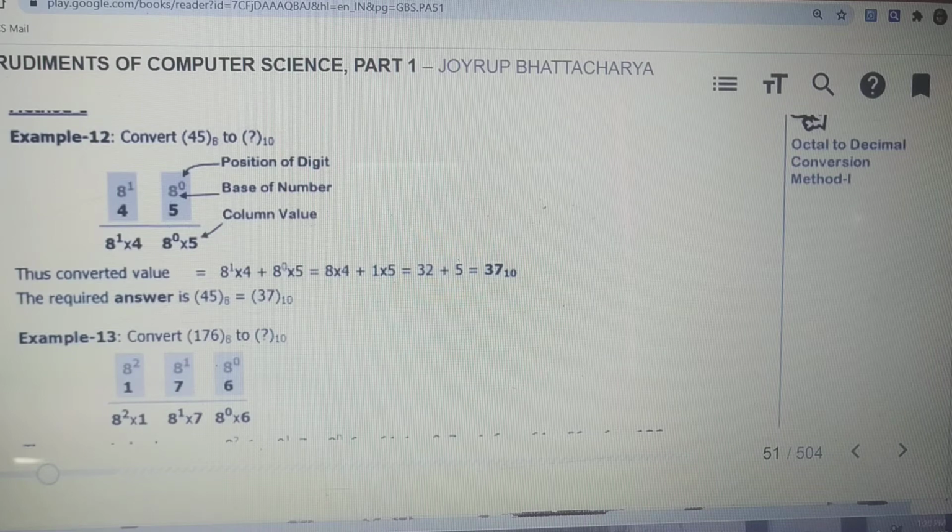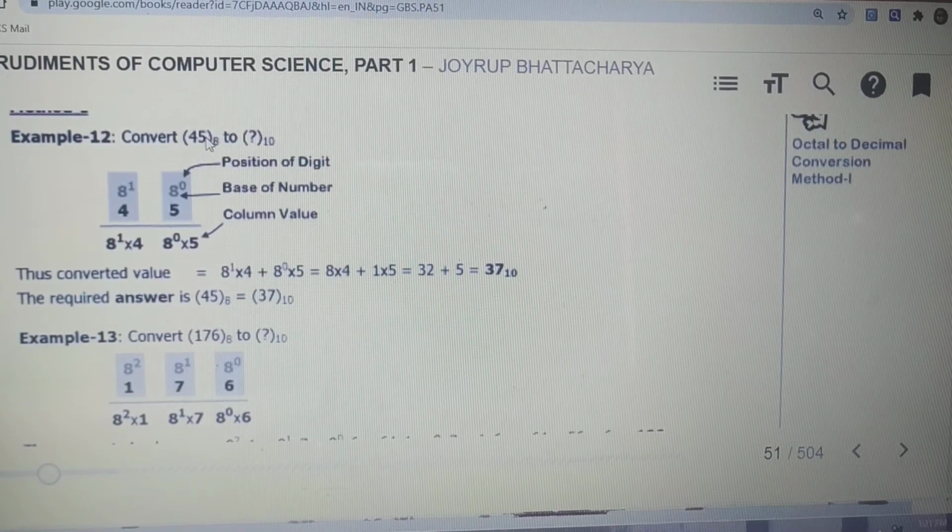We multiply each digit by the base to the power of its positional value, but here the base is 8. So now coming to 45 base 8, to convert into base 10. The formula is the same; from right hand side to left hand side we move. So 5 will be multiplied by 8 to the power 0 and 4 will be multiplied by 8 to the power 1, and we will add them.